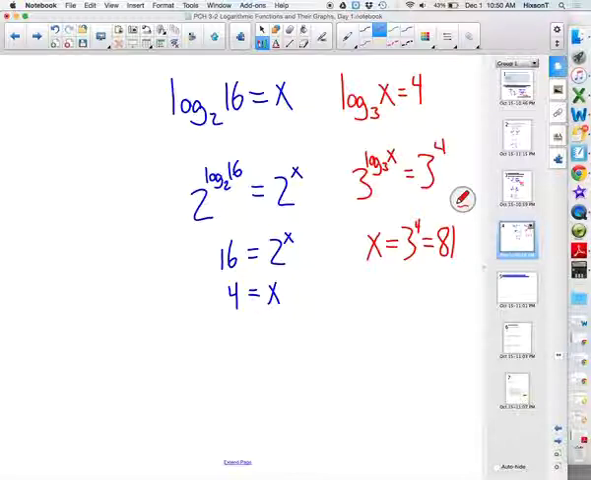Are there any questions on how we're using these? You need to really make sure you understand how to solve the equations, whether you're starting with an exponential or starting with a logarithm.